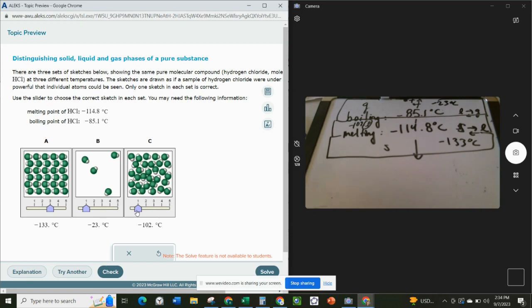This looks like a liquid because we have hydrogen and chlorine molecules close together. They're kind of sliding past each other. It's not very ordered, but they're close together. This is not HCl. This is HCl as a solid. This is HCl as a gas. There's lots of space in there. And then this, let's see, this is not HCl. So this one is a liquid. Okay, let's check.